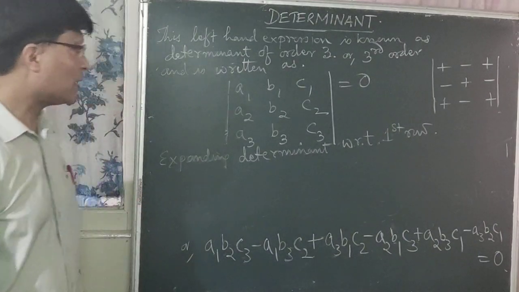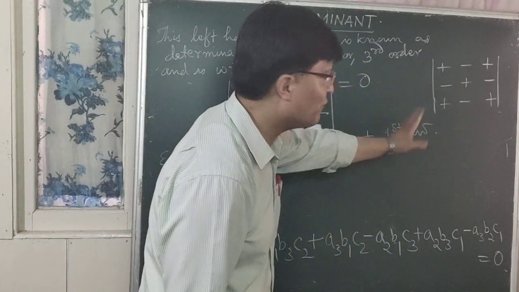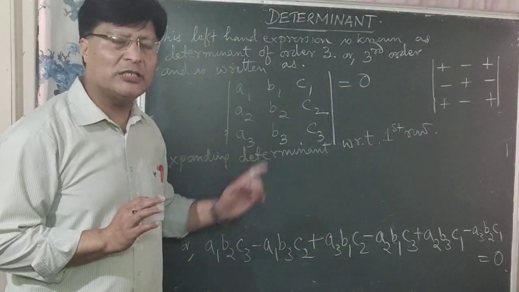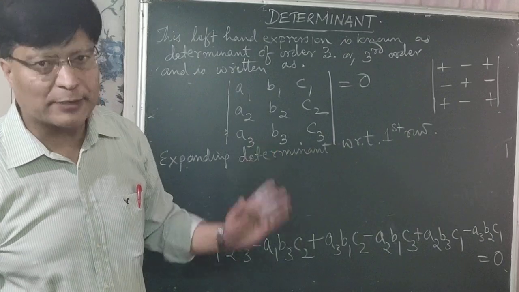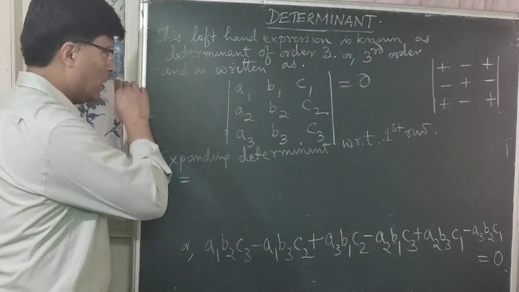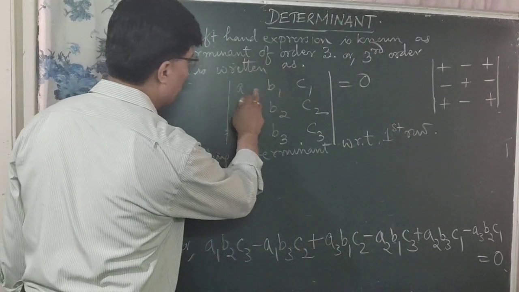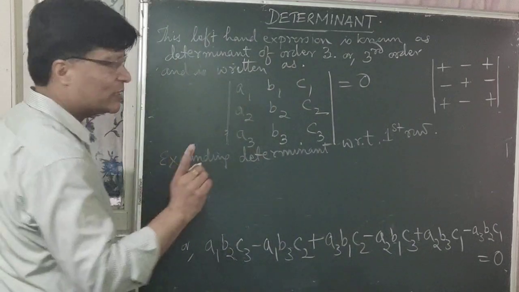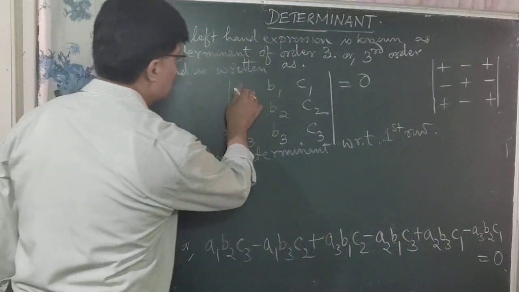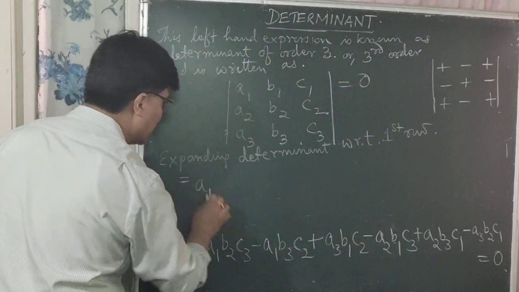Okay? So now let us expand it. Expanding the determinant with respect to the first row. With the help of the first row, we expand this determinant. So let us expand it with respect to the first row. A1, B1, C1. Which signs are taken? Plus minus plus. Let us expand with respect to the first row. Plus A1 will be there. So you should write A1.